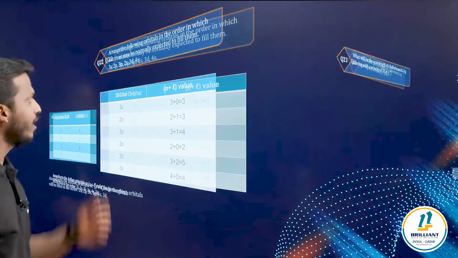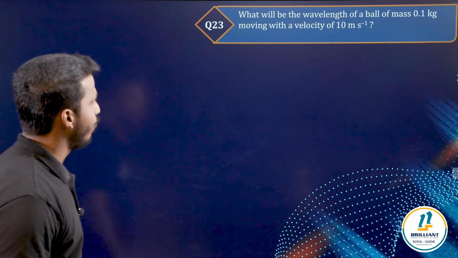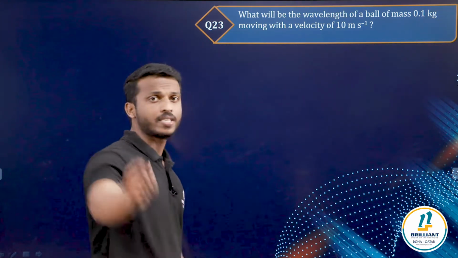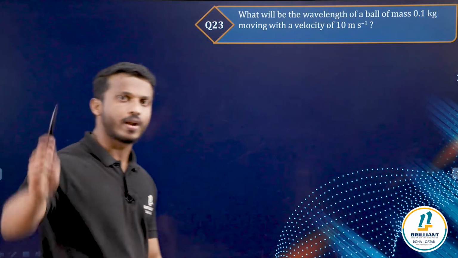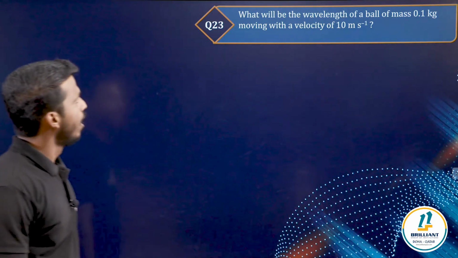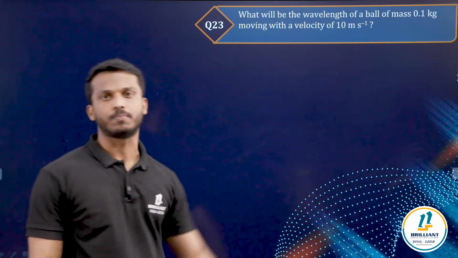Question number 23, dear all. Let's go. What will be the wavelength, lambda, of a ball of mass 0.1 kilogram? Mass is already given in kilograms, so no need to convert. Moving with a velocity of 10 meter per second.